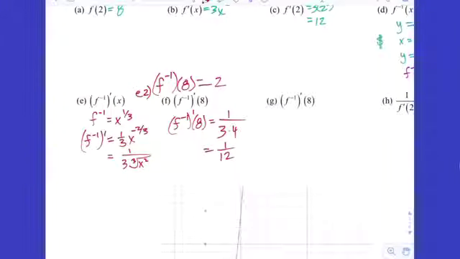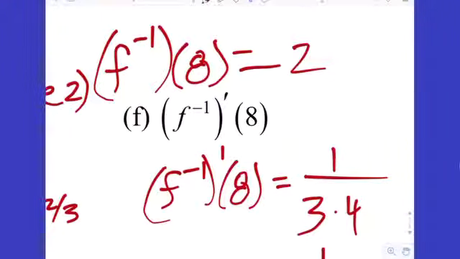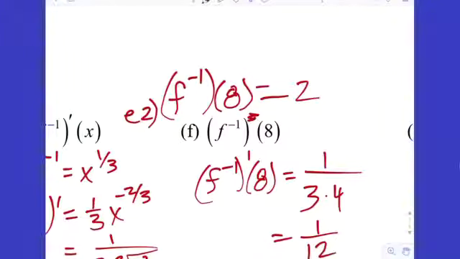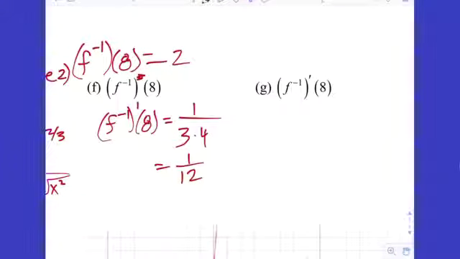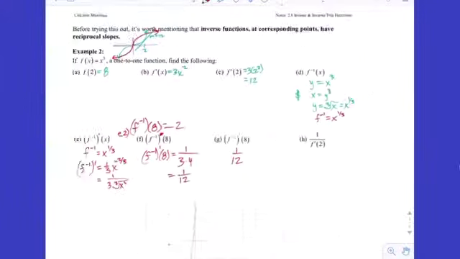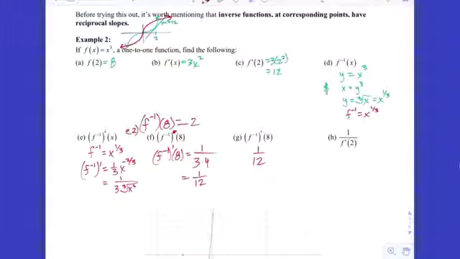Now notice part G says f inverse prime of 8 again. You know why? Because part F was supposed to just be f inverse of 8. That was a typo. I snuck that in there as E 2. So what we essentially have here is the following. We have the function f, which at x equals 2 had a slope of what? 12. The corresponding input on the inverse function was 8. We just verified that. And what was the value of its derivative at 8?